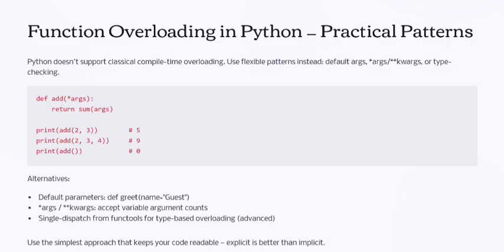Does Python support traditional overloading? Python does not support classical compile time function overloading. If we create multiple functions with the same name, the latest definition replaces the previous one. Instead, Python uses flexible approaches.